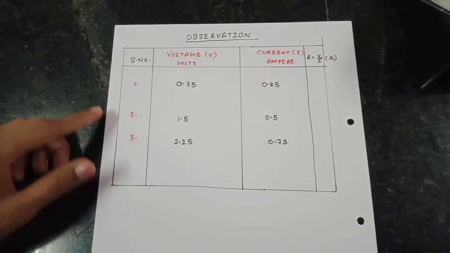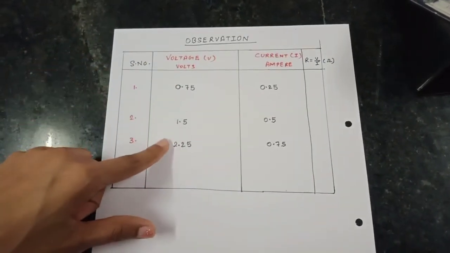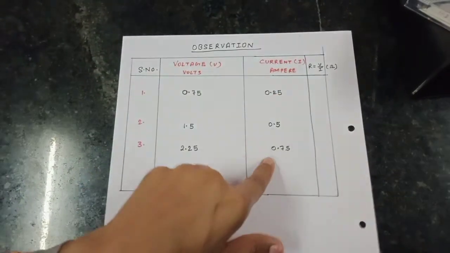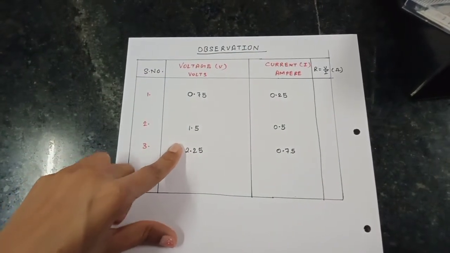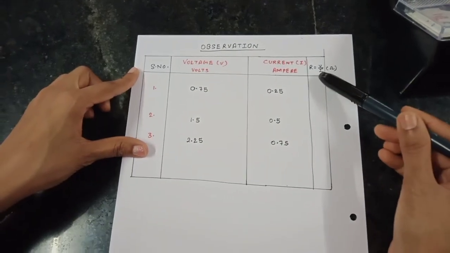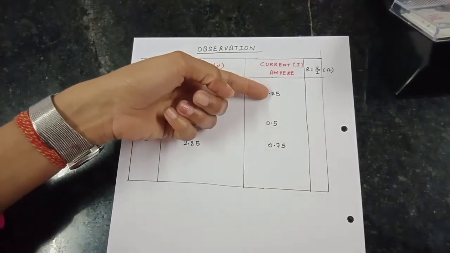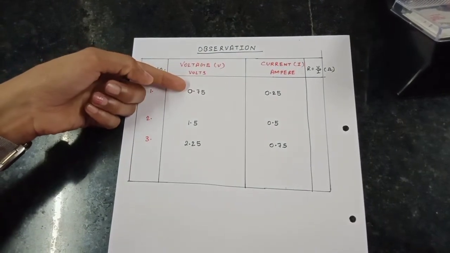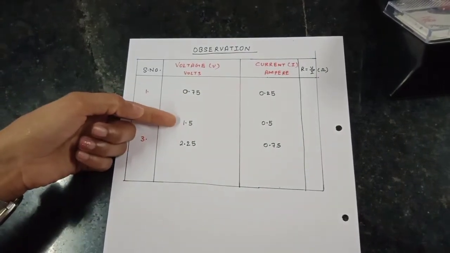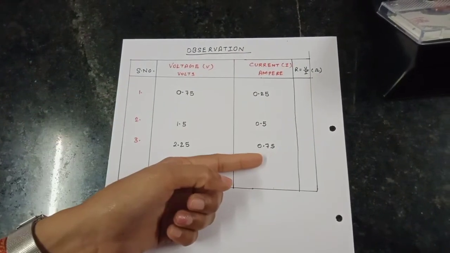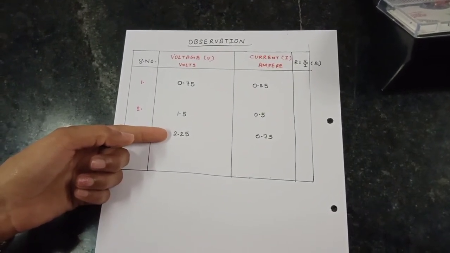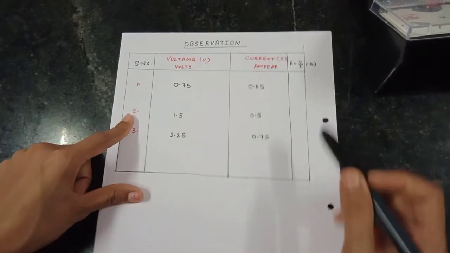So here is our observation table. This is the voltmeter reading, this is the ammeter reading, in ampere for the ammeter and in volts for the voltmeter. And here we can calculate the resistance also. For 0.25 of the current, the corresponding value for the voltmeter was 0.75. For 0.5 of the current, potential difference was 1.5, and for 0.75 ampere of current, potential difference turns out to be 2.25 volt.